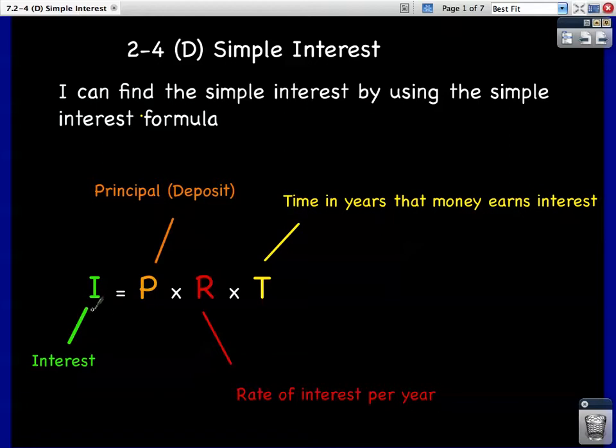So here's the formula. The amount of interest that you will make on a certain amount of money can be found by plugging in the values and multiplying. Let's talk about what this means though.